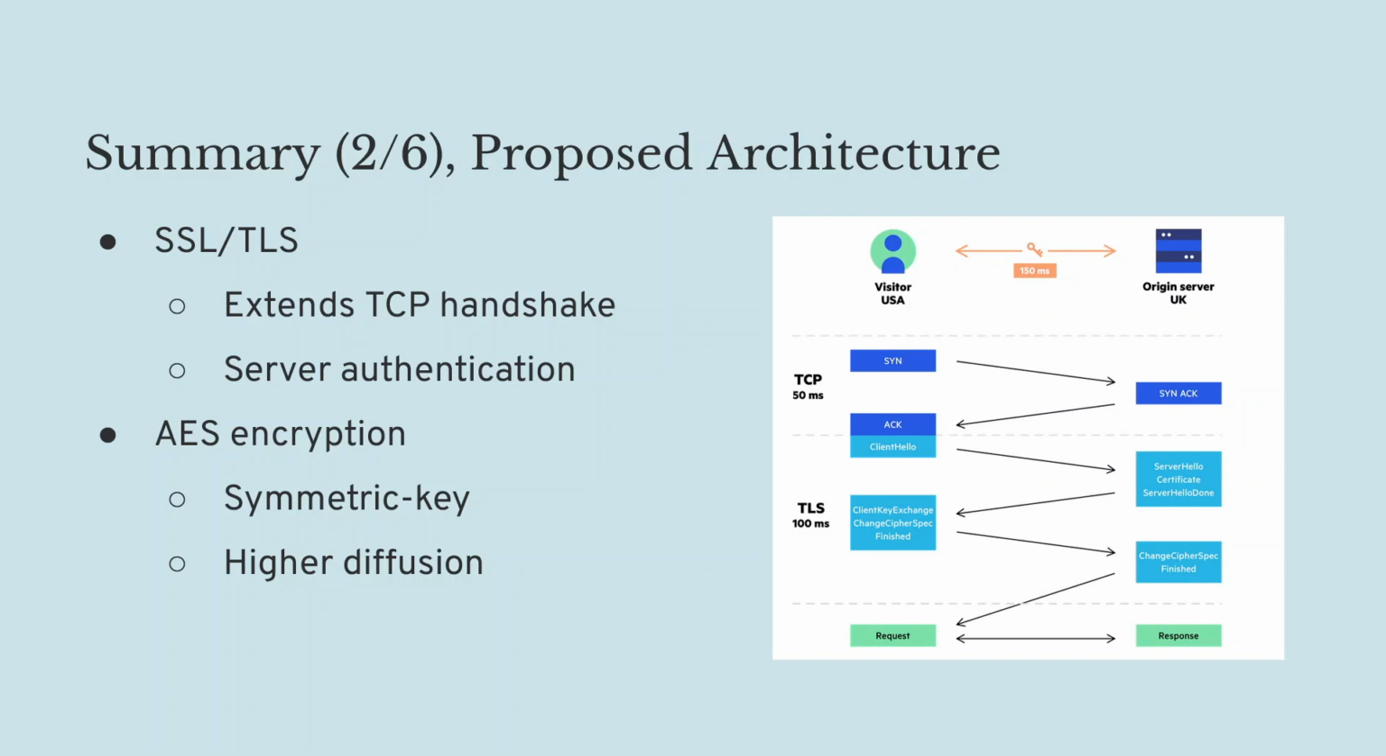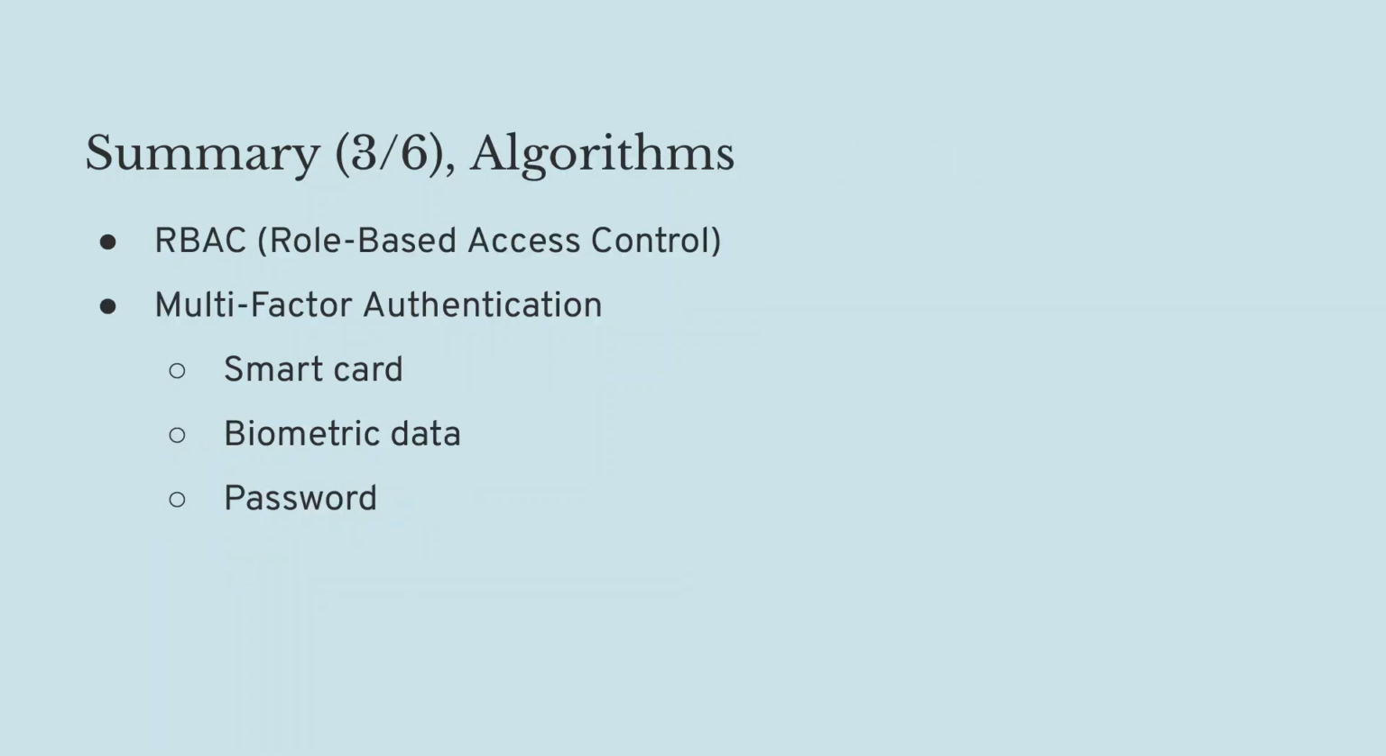So to me, these authors chose this algorithm because it has higher diffusion. So we have a lot of transposed characters, but it doesn't necessarily need to provide authentication since they've already incorporated TLS. Then we move on to the algorithms they designed.